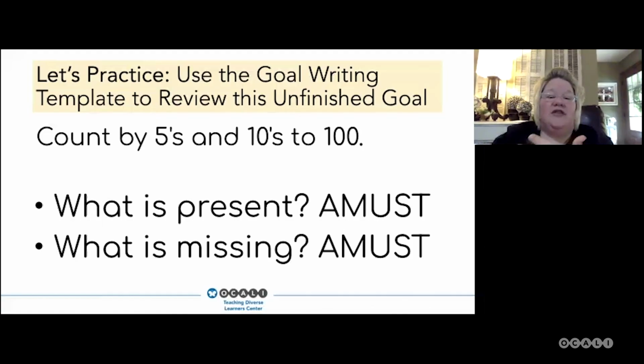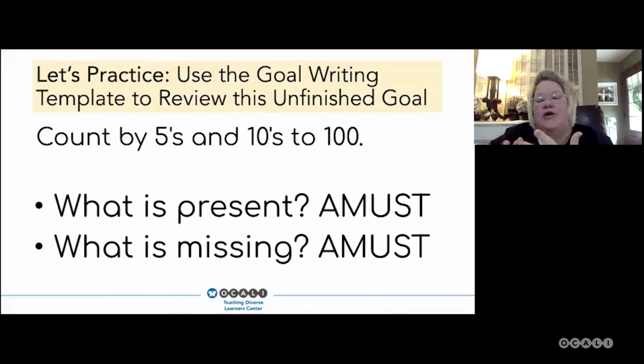So let's take a look then at the M, the measurability part here. So is measurability mentioned in this goal statement? Count by 5s to 100. So right away, we're seeing that we really don't see any type of accuracy mentioned. We don't really see any type of criterion for how often or how much, or, again, what percentage of accuracy or type of accuracy. So measurability is a missing factor we would have to add into this goal over time.